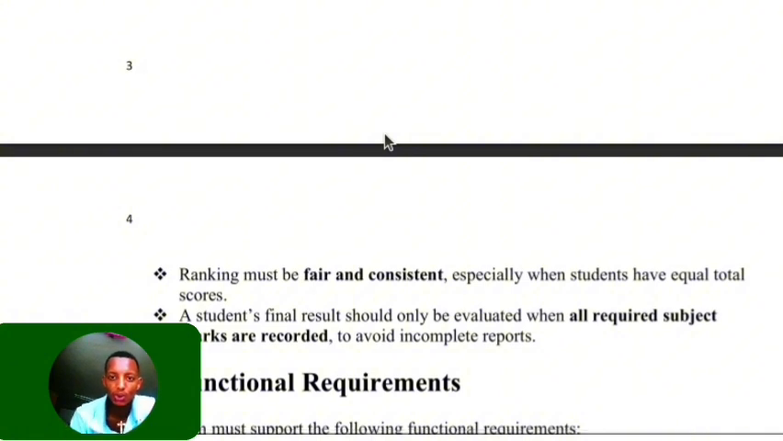So from these functions, the first one is the admin. It has the main system data like student, teacher, subject, and department, the overall management of the system. Another one is the subject teacher, who records and updates marks. The homeroom teacher reviews reports for assigned classes.